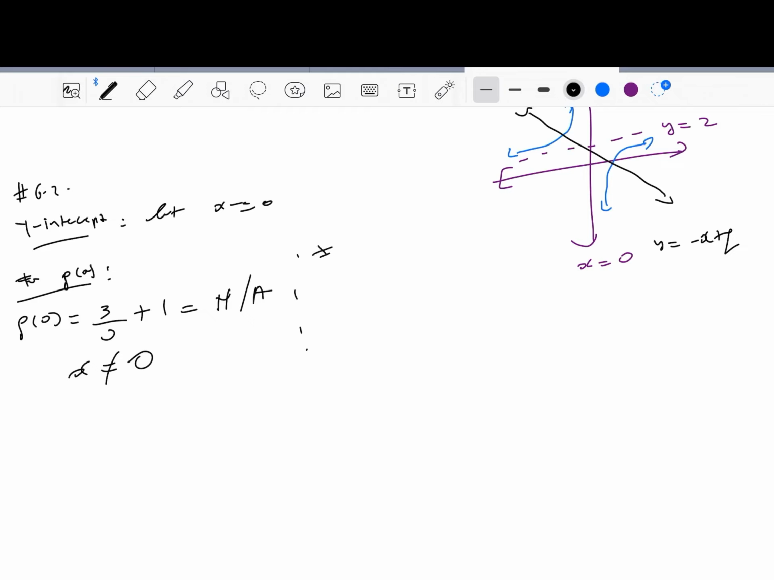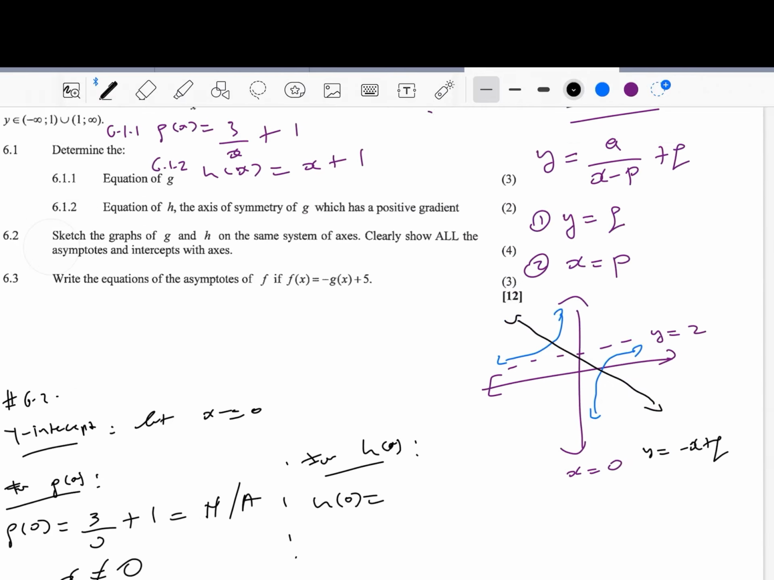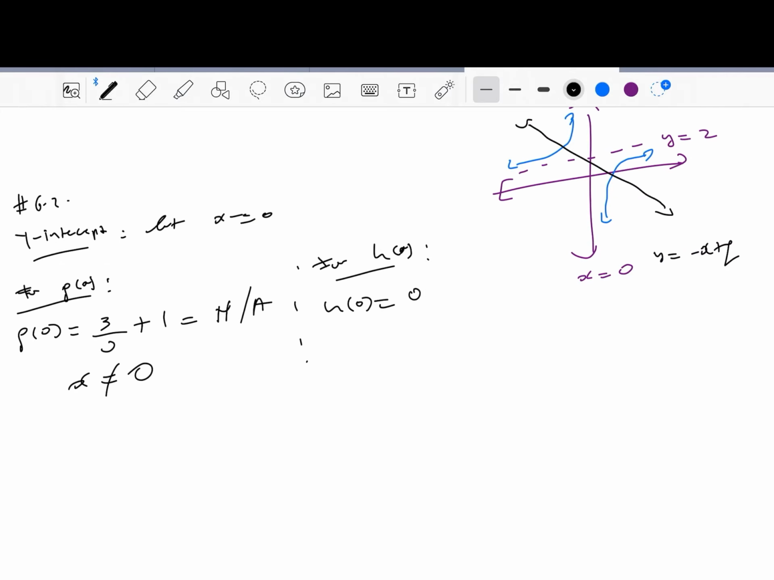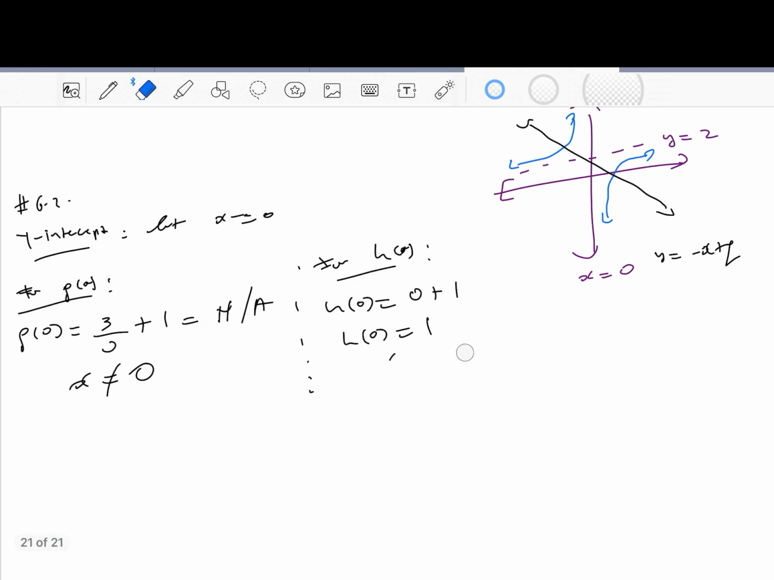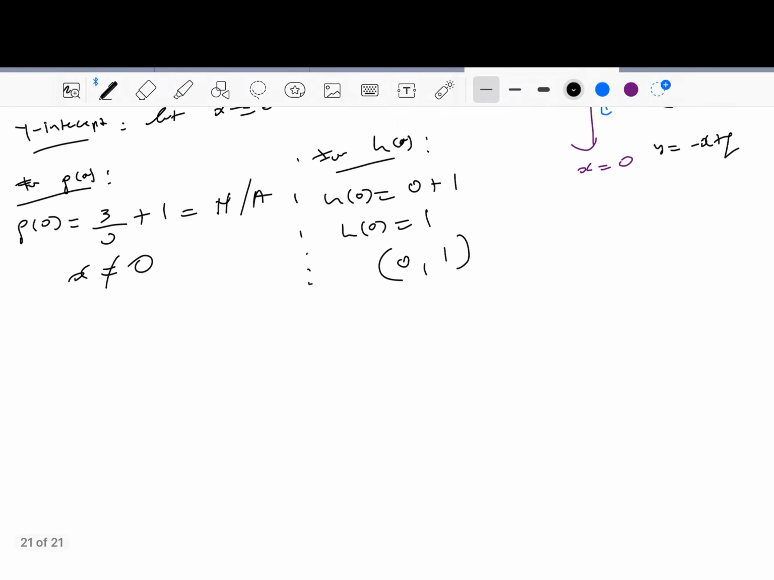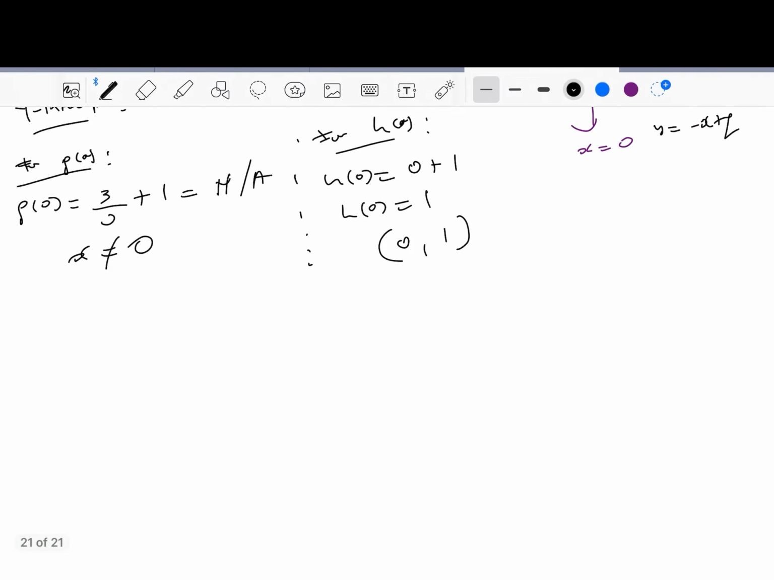Now for h of x, let's do that. So h of 0. Remember, h of x is equal to x plus 1. So where there's x, we just put 0. So h of 0 is 0 plus 1, which is 1. So when x is 0, y is 1. So this is our y-intercept of h.